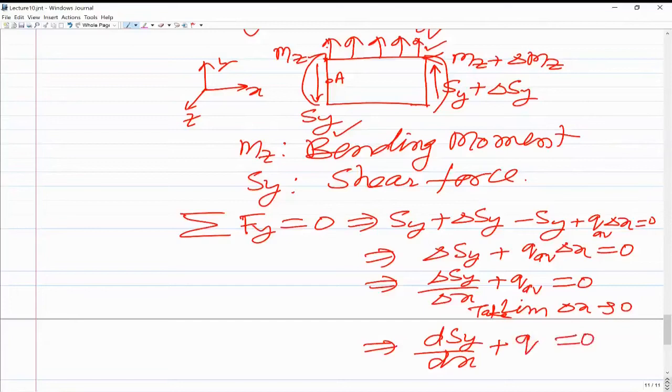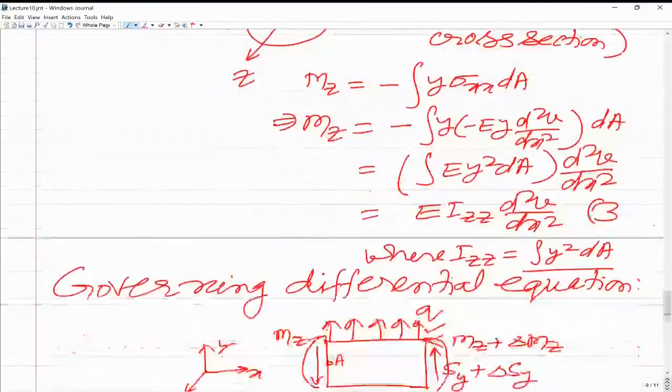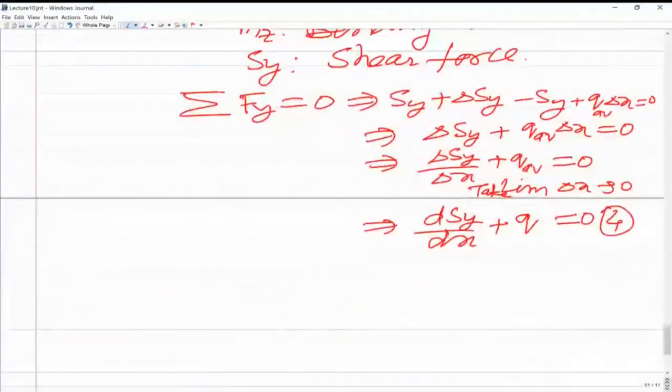So let me number the equation. I think the bending moment equation, let me number. So we have already used, I think, the equation numbers 1 and 2. So let me number the bending moment equation as equation number 3. So let us say this is equation 3, and this is, let us say, equation 4.